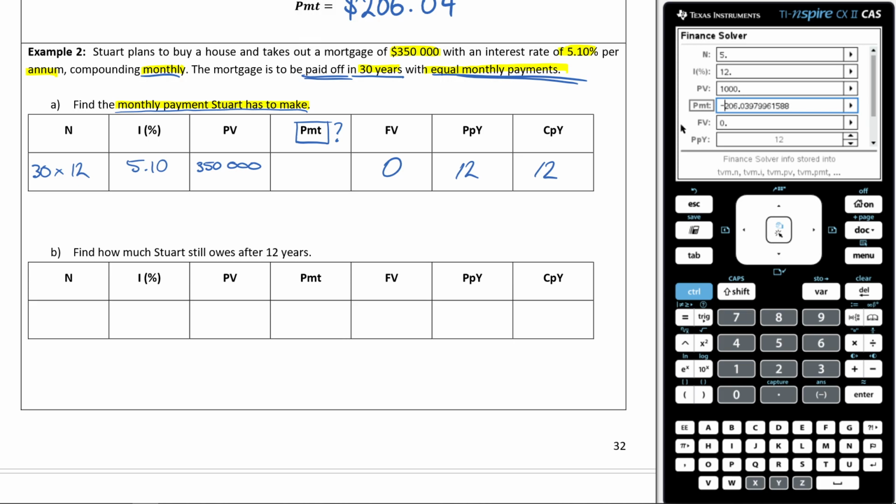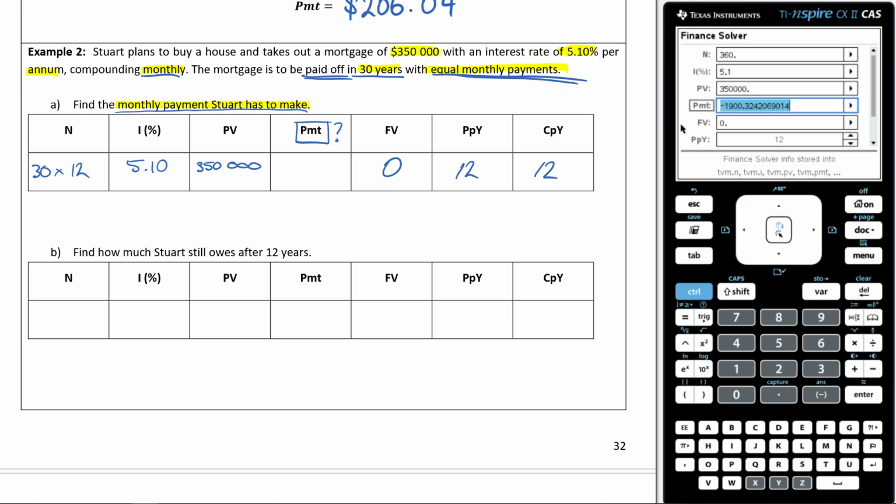So we come to our finance solver and we're going to put in all this information. Now, the beautiful thing about the finance solver is that you don't have to do 30 times 12 in your head. You can just write 30 times 12 and it will do it for you. You tab down to the next one and it says it's 360. Thank you, calculator. 5.1. My present value is 350,000. It's positive. My payment, I don't know. My future value is 0, and this is 12, this is 12. You now put your cursor in the right box, you hit enter, and you're going to get your answer.